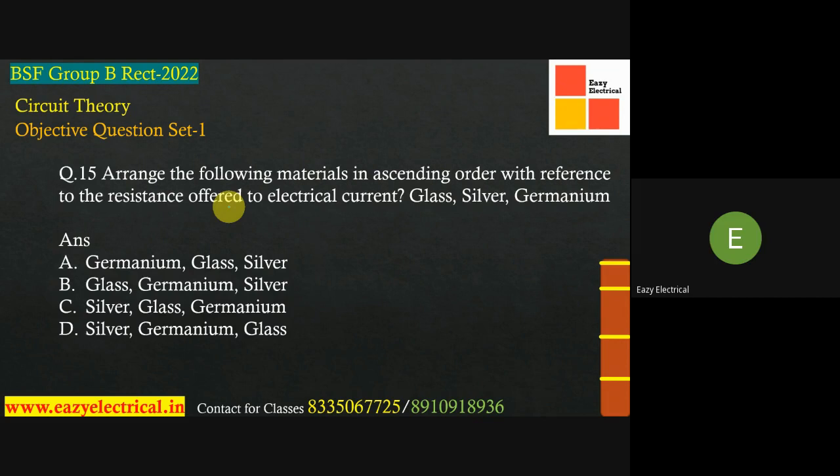Silver is the material with the highest conductivity, right or not? So the correct answer is silver, germanium, and glass. Silver is a metal, that is a conductor. Germanium is a semiconductor. And glass is a dielectric or insulator. So this is a conductor, this is a semiconductor, and this is an insulator. So this is the correct option.